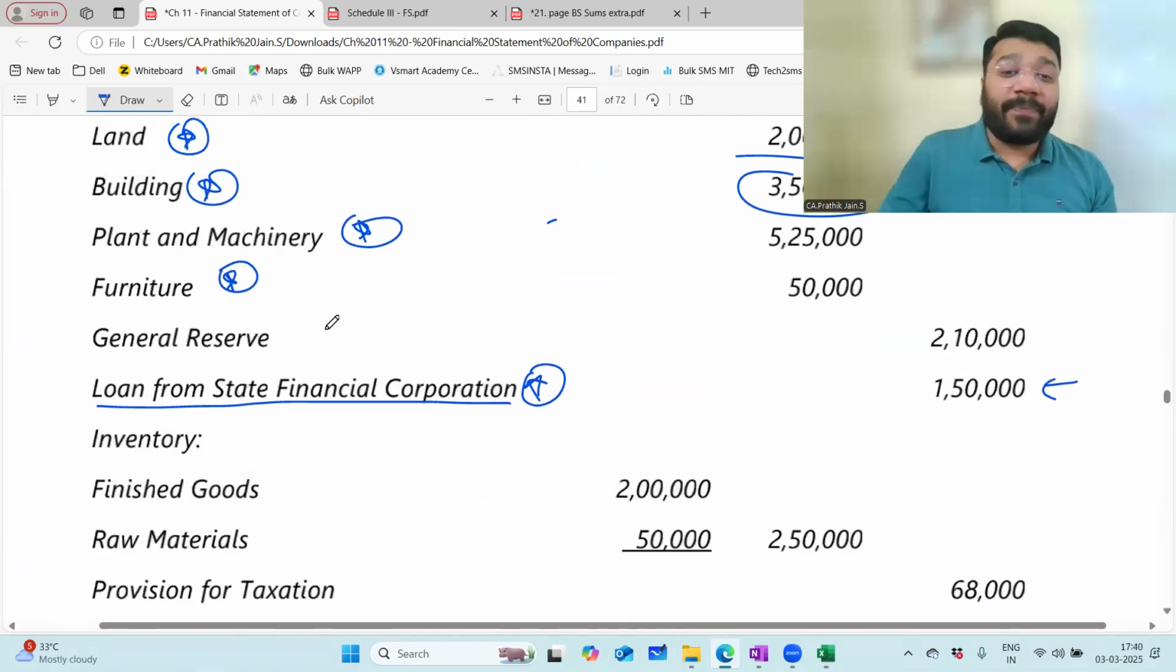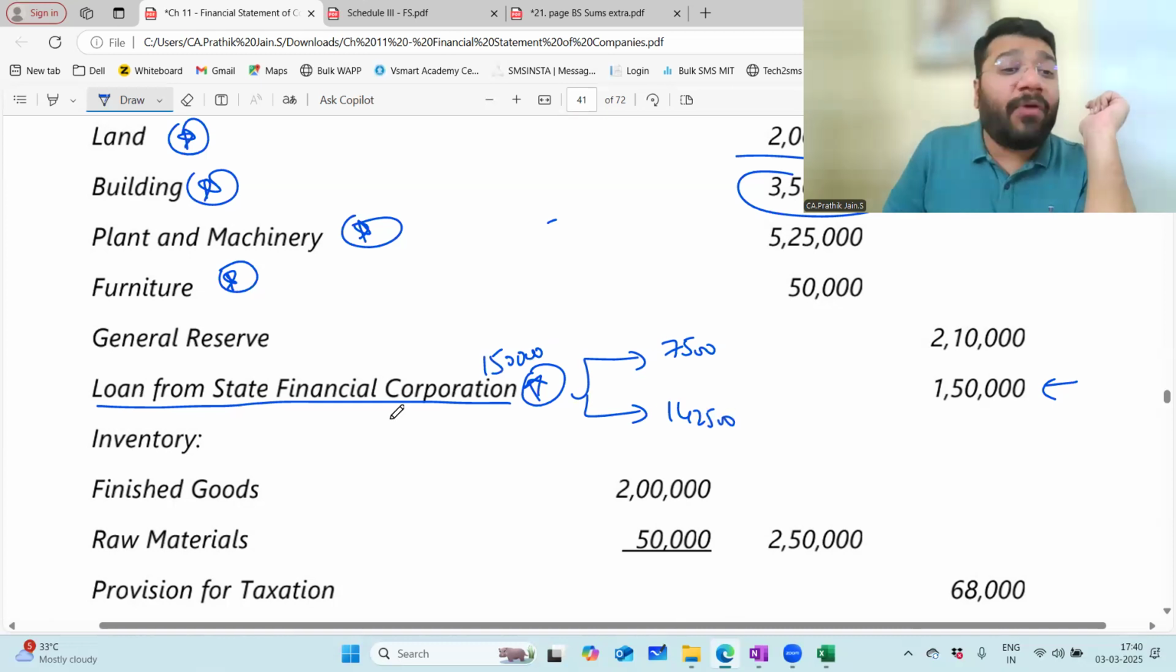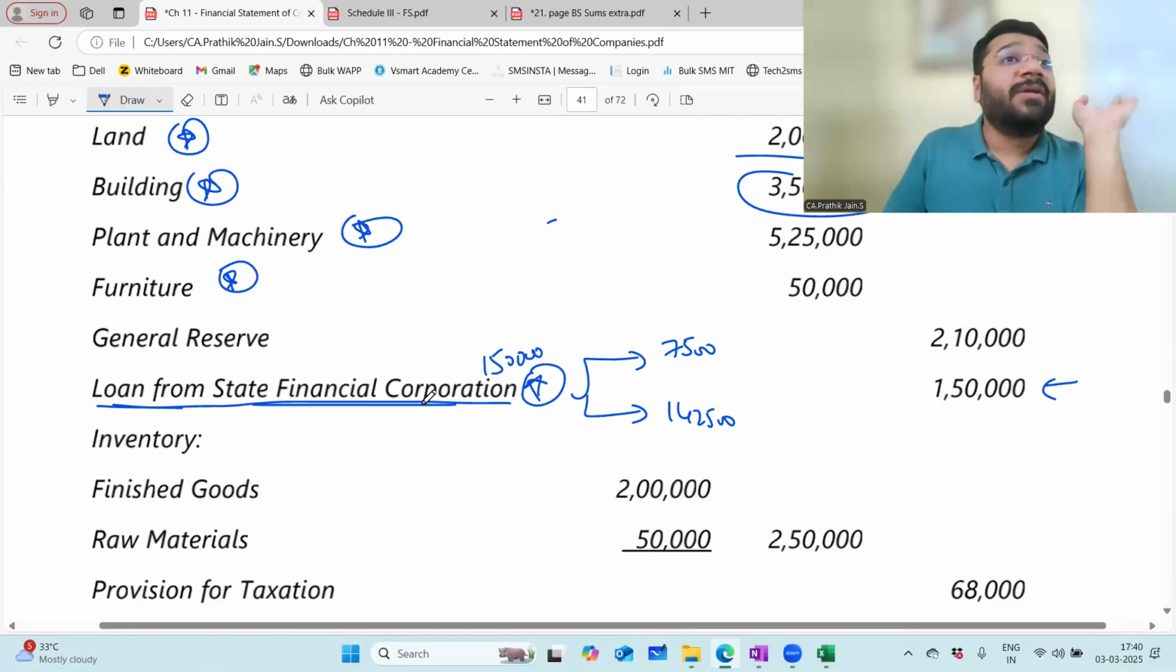Which means, sir, this 1,50,000 rupees I have to break down into two parts. One is 7,500. One is the balance. How much is the balance? 1,42,500. 1,42,500 is loan from State Finance Corporation, which means borrowing. Long-term borrowing or short-term borrowing is not mentioned. In the absence of information, it is always long-term.